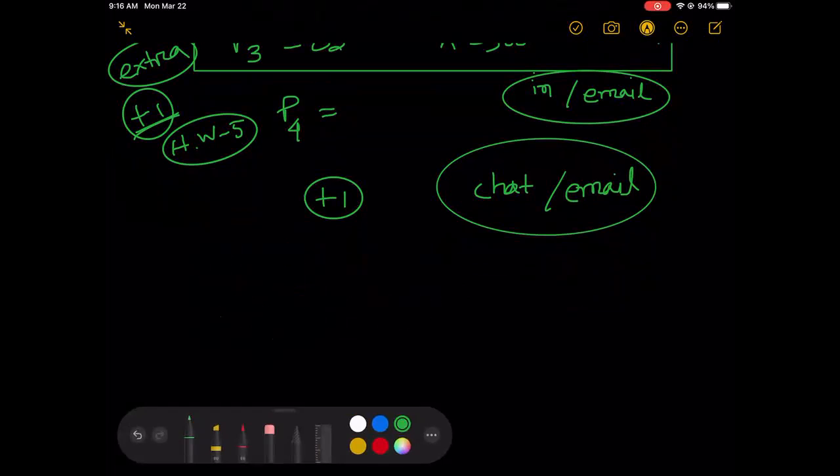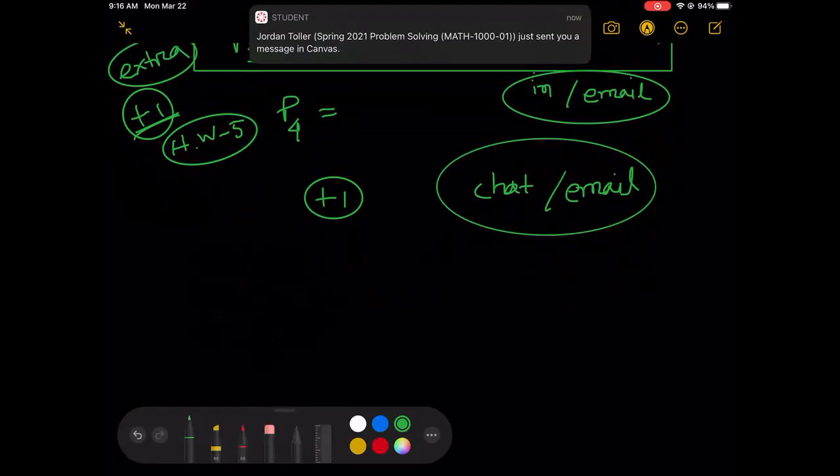Is there a way to submit a picture in the chat, or is email the best way? Yeah, you can definitely submit a picture in the chat. But if you're struggling, you can send it to my email.